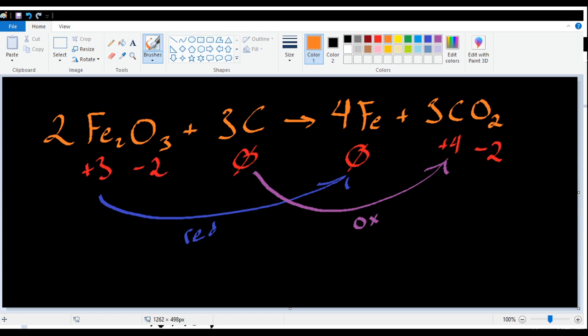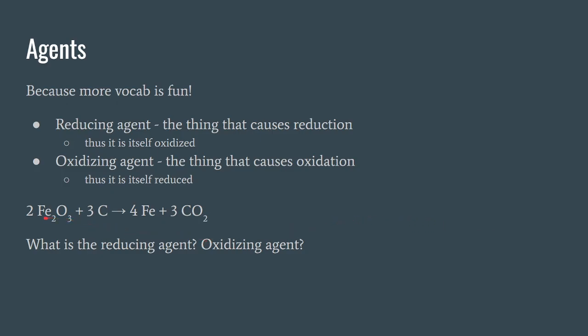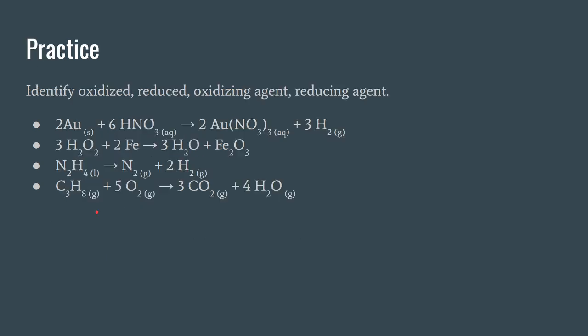Iron is being reduced, therefore it is the oxidizing agent. Carbon is being oxidized, therefore it is the reducing agent. Okay? These things always come in pairs. So, iron is reduced, therefore it's the oxidizing agent. Carbon is oxidized, therefore it is the reducing agent.